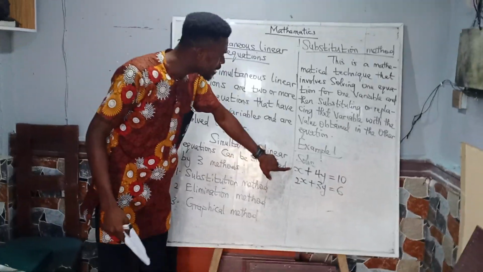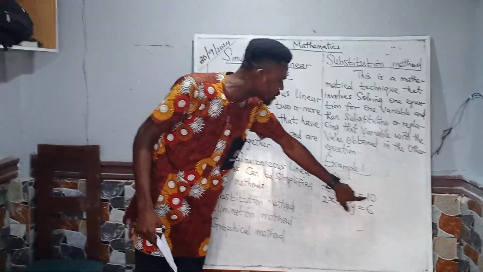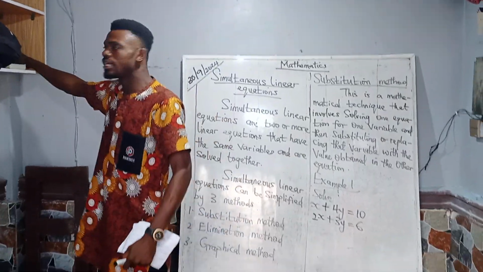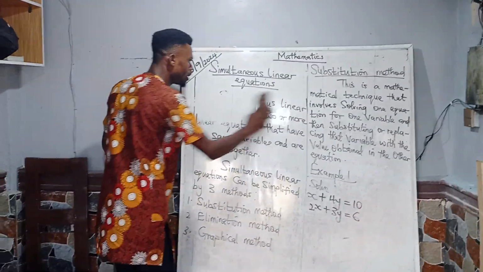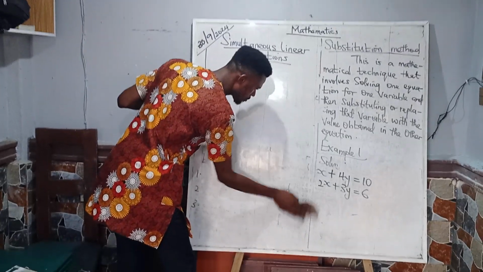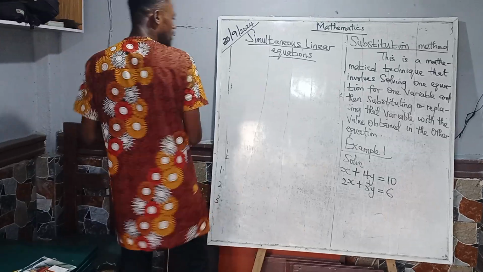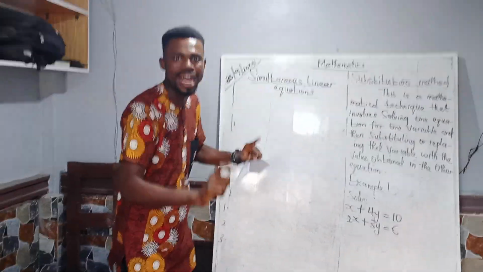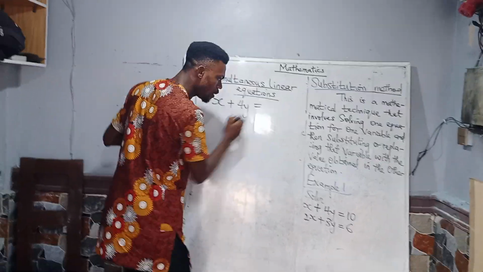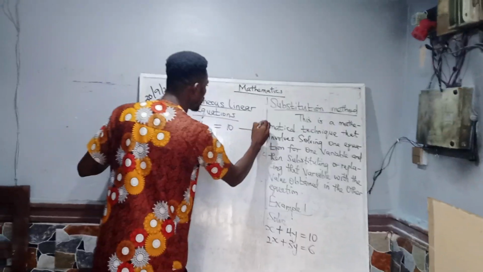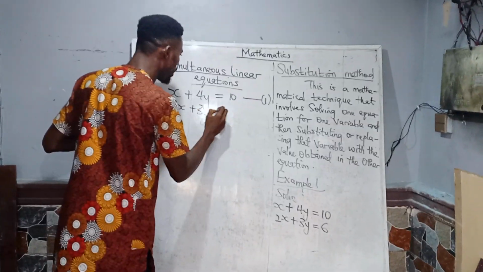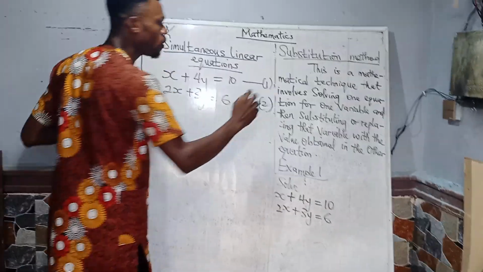Example 1. Solve x plus 4y equals 10, 2x plus 3y equals 6. Now, how do we go about this? Pay attention. First thing first, we are going to call them equations 1 and 2. So we have x plus 4y equals 10. We call this equation 1. And then 2x plus 3y equals 6. We call this equation 2.